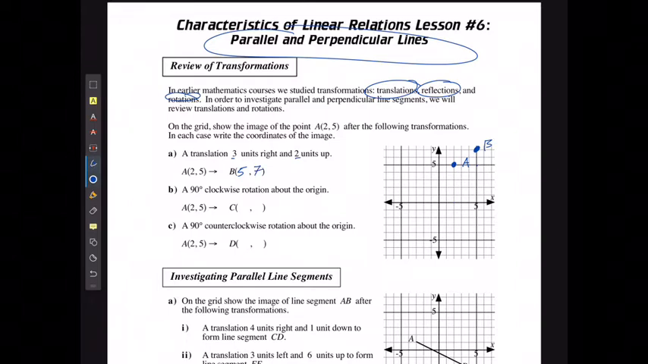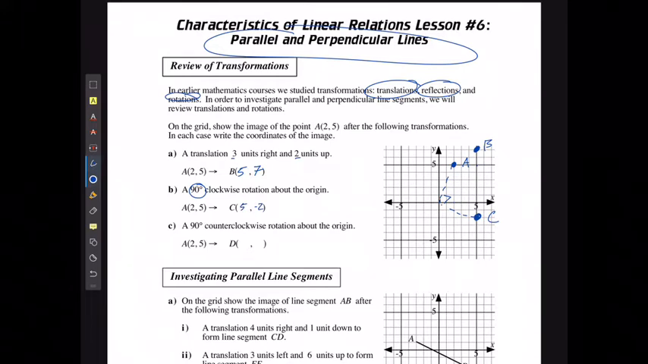If I rotate 90 degrees clockwise about the origin, then that means that I'm going to go 90 degrees from here, and I'm going to get point C. And C is going to be at the point (5, -2).